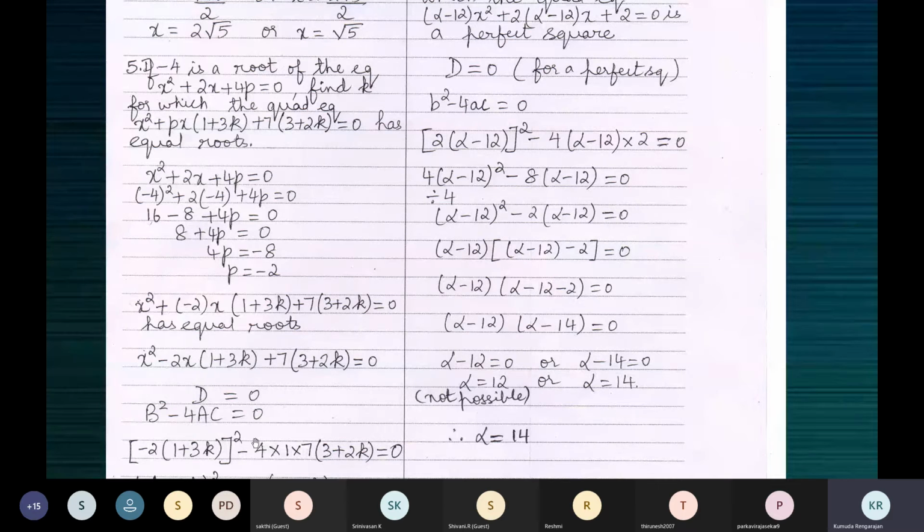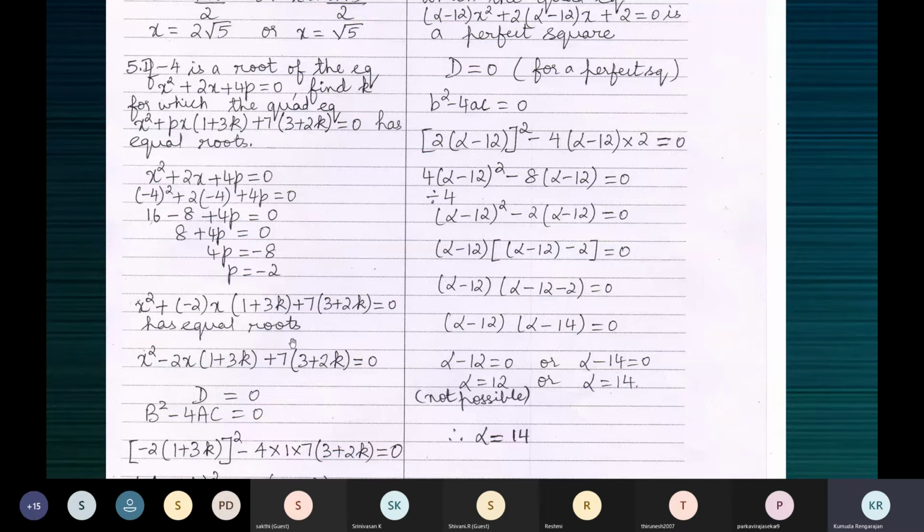That entire B should be squared. So start the square bracket outside minus 2. This full thing is B. So you use a square bracket. Enclose the whole of B in a square bracket and square it. From here to here is B. So open a square bracket in front of minus 2. Close the square bracket here after 1 plus 3k and square it. Minus 4ac is equal to 0.